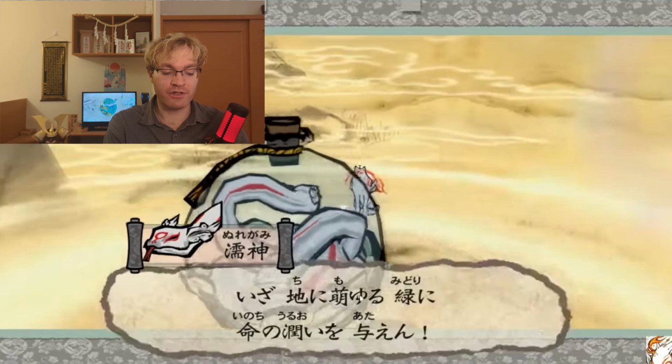Iza, chi ni moyuru midori ni inochi no uruoi o ataen. Well then, come now, to the green that sprouts all over the world, that grows all over the earth, I will give it the wetness of life. I will bestow upon it the waters of life. Let's go with that. I will bestow upon it the waters of life. Okay.